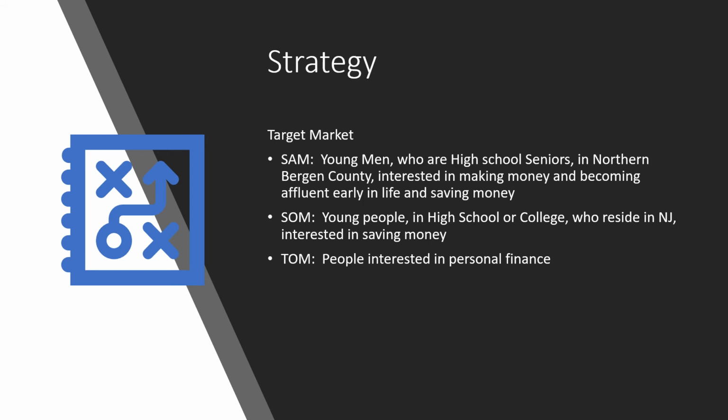And these people are also going to help me to reach the serviceable obtainable market. And these are just young people in high school or in college who reside in New Jersey, interested in saving money. And the total obtainable market is people interested in personal finance. So that's who I'm marketing towards, and that's who I'm campaigning towards, right? The young men. But overall, the people who are going to follow me aren't just going to be young men. It's going to be the serviceable obtainable market and the total obtainable market.